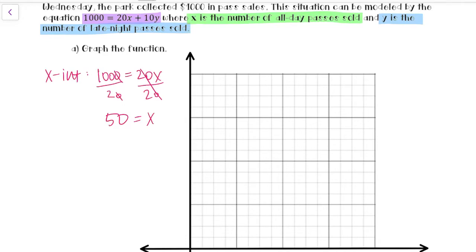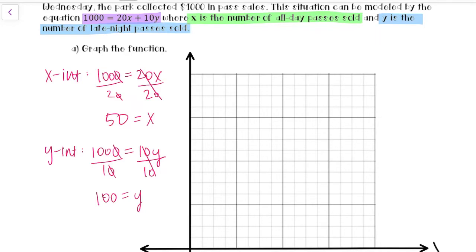And then let's figure out what our y-intercept will be. Well, to find our y-intercept, that means we're going to plug in 0 for x, and we get the equation 1,000 equals 10y. Just like before, we're going to solve for y by dividing. It cancels, and we find that our y-intercept is 100. So remember that your x-intercept is where your graph crosses the x-axis.